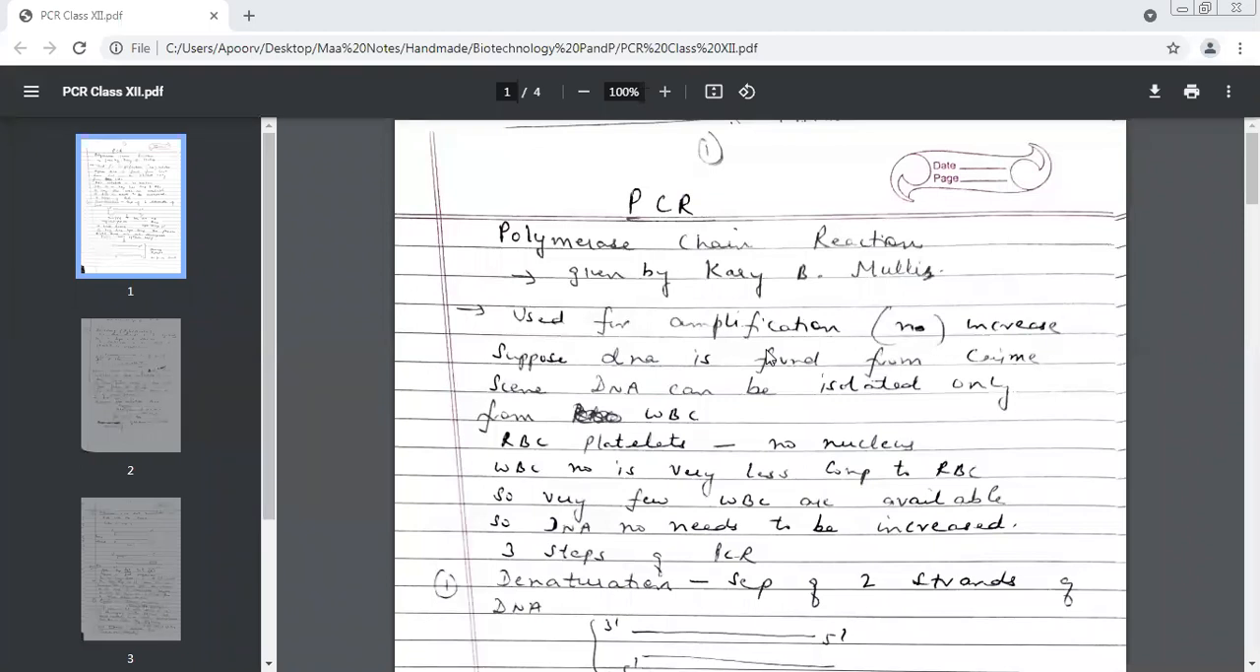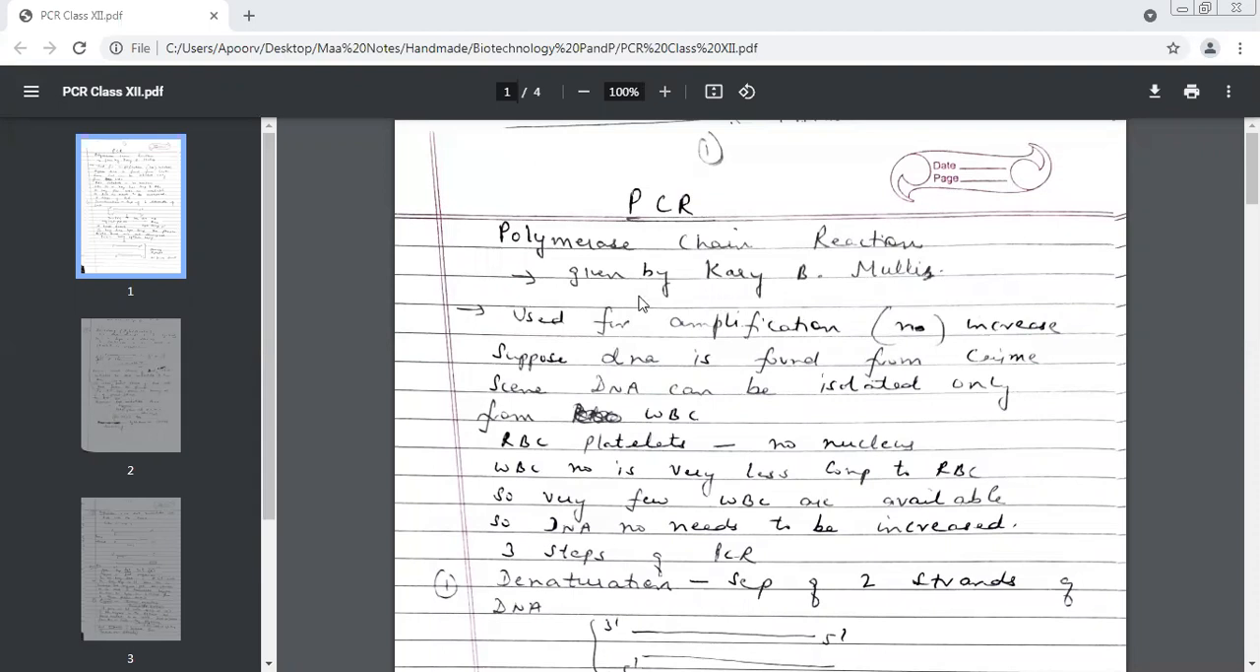Fine. Now let's go into a little more detail, and then I'll share the book PDF also later with you so that you can relate it to it. This was given by Kary Mullis, the scientist who is associated with this reaction. His name is Kary Mullis.